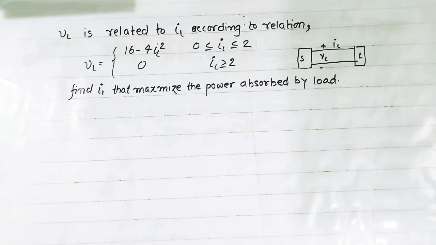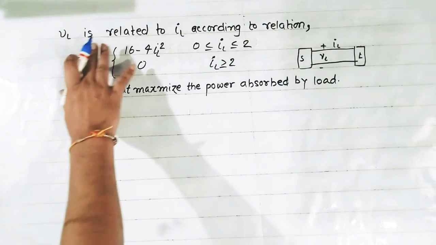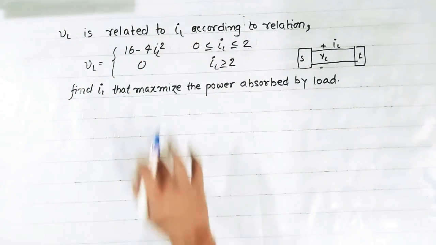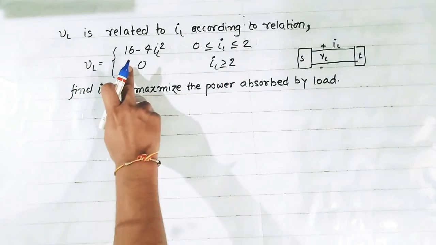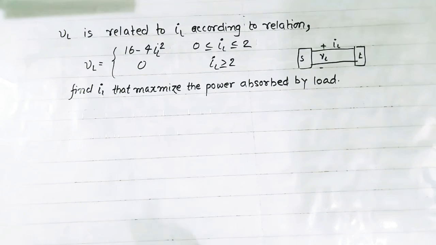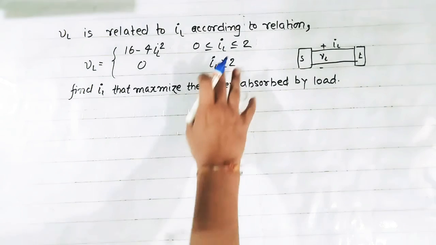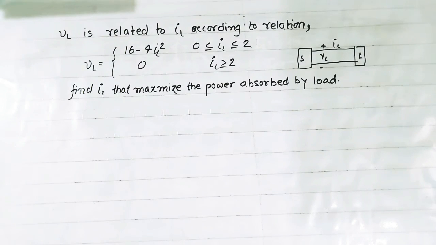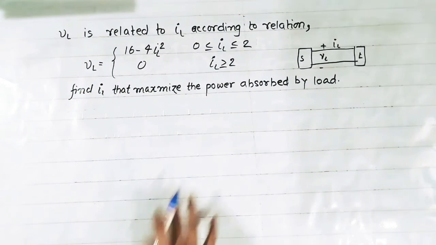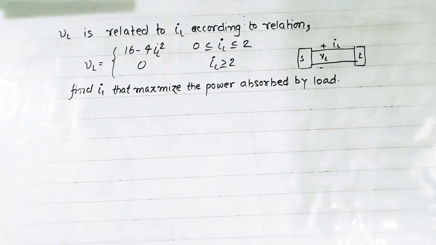Now see this question here. Voltage VL is related to current IL according to the relation VL is equals to 16 minus 4 IL square when IL is greater than 0 and less than 2, and VL is equals to 0 when IL is greater than or equal to 2. So here this relation between VL and IL is given.